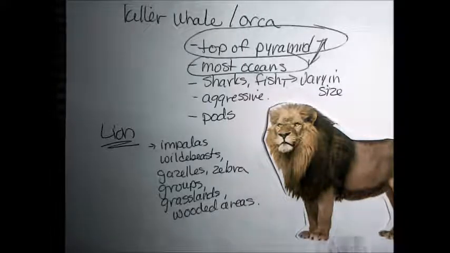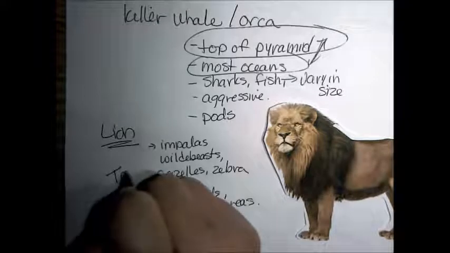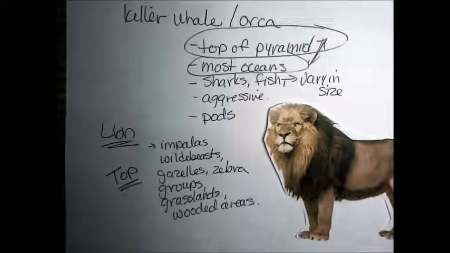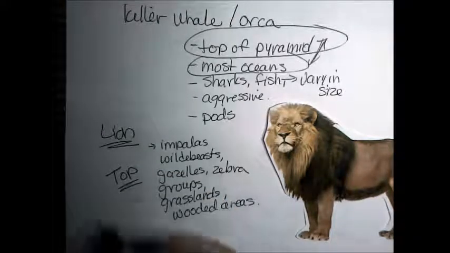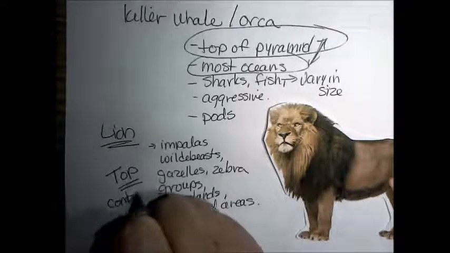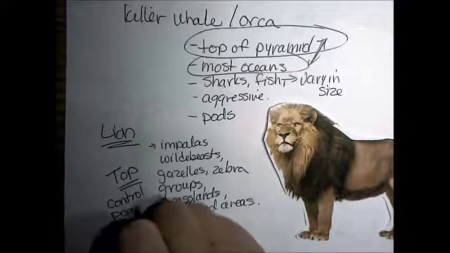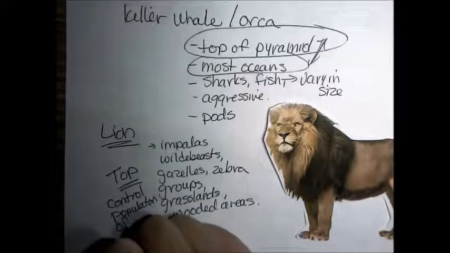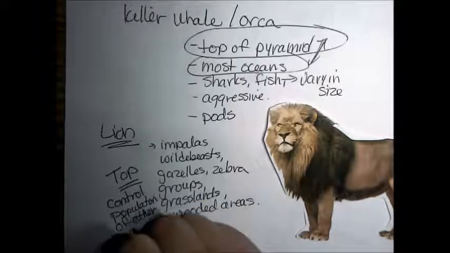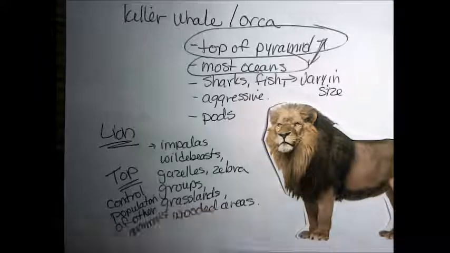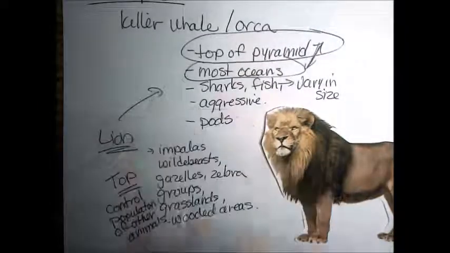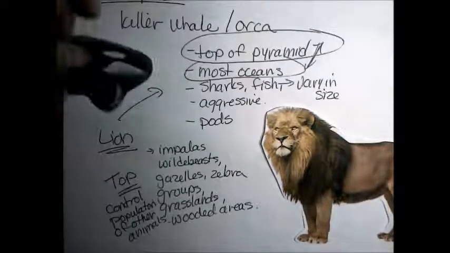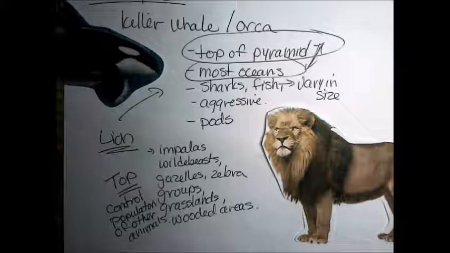Okay, so what is its niche? Where is its place in the ecosystem? And again, I'm going to go to the top of the food chain. Okay, that's its job, to help control the population of other animals, which would be exactly the same as our killer whale up here, is to control the population and eat what's below it on that energy pyramid.